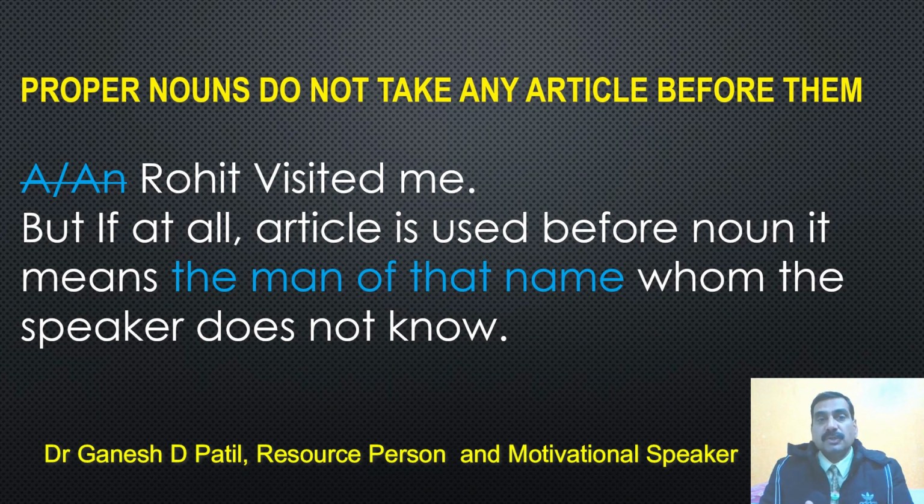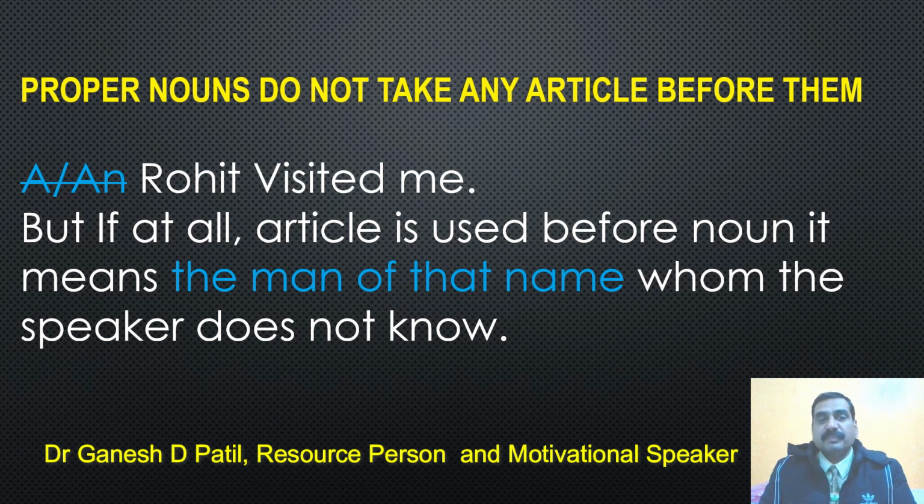Proper nouns do not take any article before them. We never say a Rohit, a Ram, a Ajay. No, an Ajay. That is wrong. But if at all an article is used before a proper noun, it means a person similar to the person of that name and not the exact person mentioned.